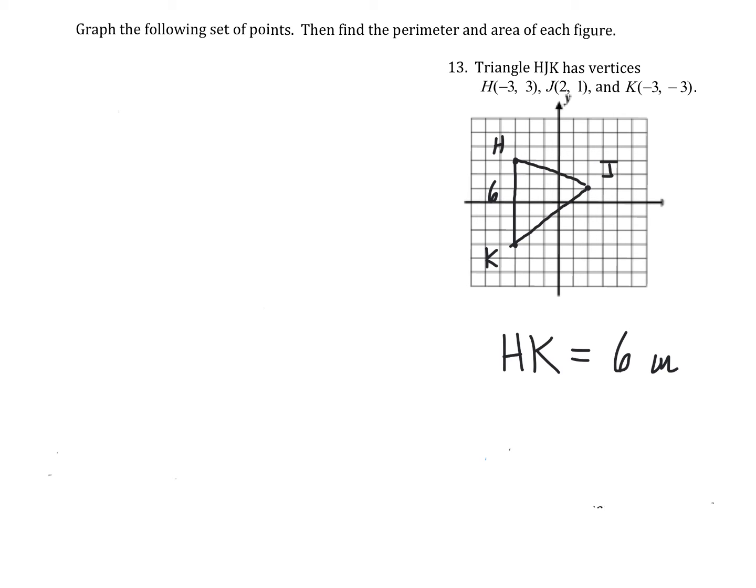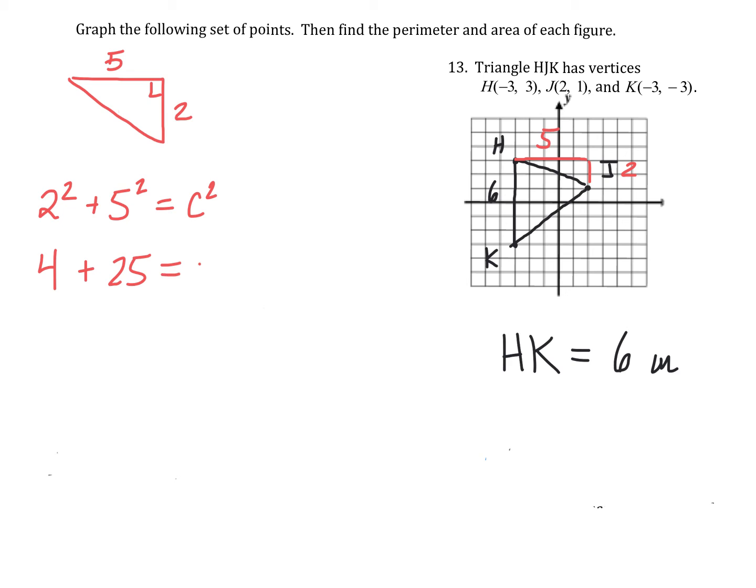Now, I'm going to use the same method that I used for number 12 for this problem. Instead of using the distance formula, which I could do with the coordinates, I'm going to sketch some right triangles. From H to J, it looks like I'm going 5 units to the right and 2 units down. So for this right triangle, we have 5 for the base, 2 for the height. When I plug it into the Pythagorean theorem, 2 and 5 are my legs, and I'm looking to solve for the hypotenuse.